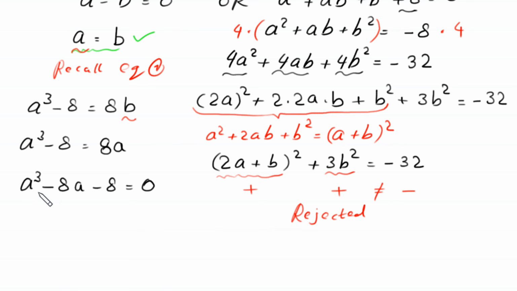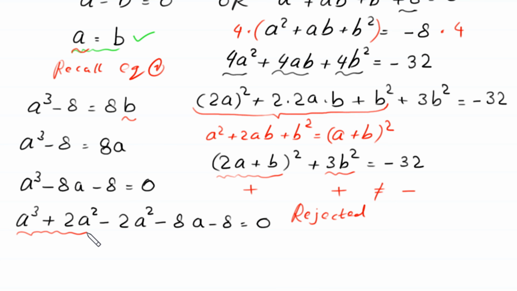Now in this expression at the left hand side we add and subtract 2a squared like this. a cubed plus 2a squared minus 2a squared minus 8a minus 8 is equal to 0. Now from these two terms a cubed plus 2a squared, we can factor out a squared. a squared as common factor, in bracket left a plus 2, minus this 2a squared.